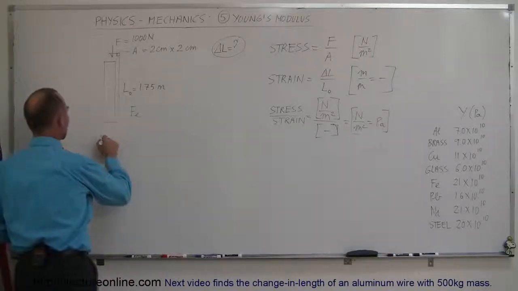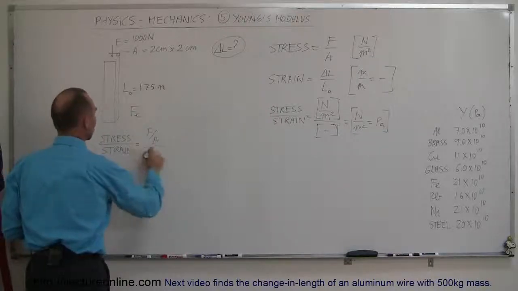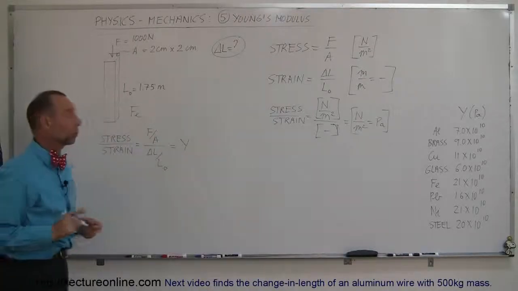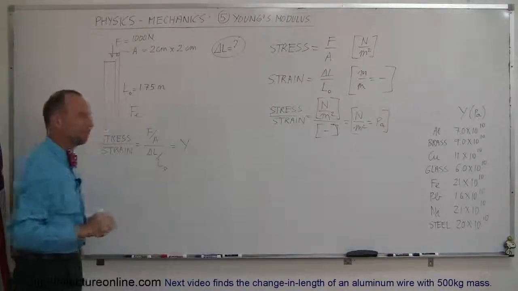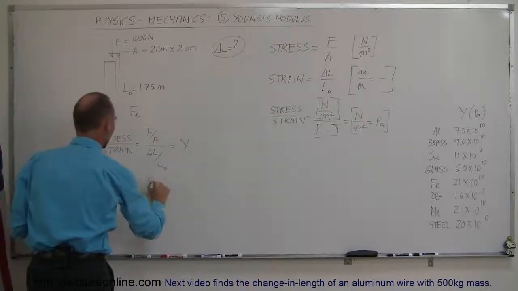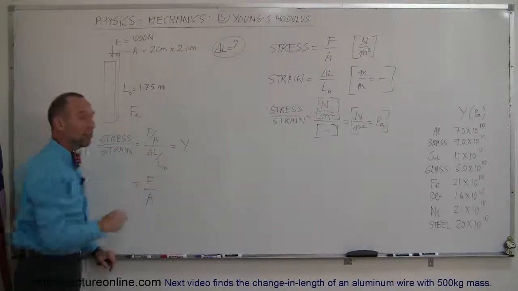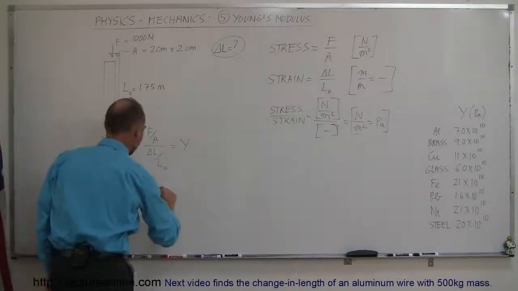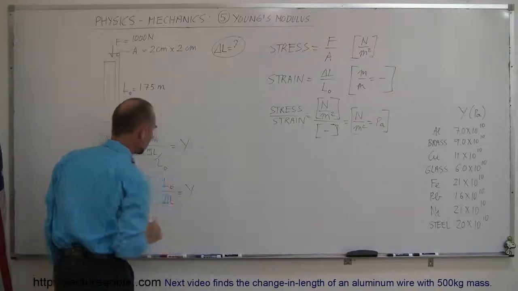The stress divided by strain, which by definition is equal to force divided by area, divided by the change in the length over the original length, is going to be equal to what we call Young's modulus. What we're looking for is the change in the length, so we have to solve this equation for delta L. This gets a little messy, so I'm going to clean it up. We write force divided by area, and now we're dividing that by the fraction delta L over L sub naught. Whenever we're dividing by a fraction, that's the same as multiplying by its inverse, L sub naught divided by delta L, and that's equal to Young's modulus.